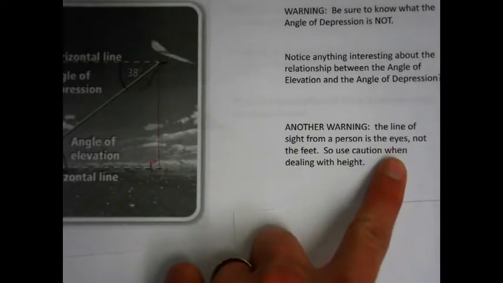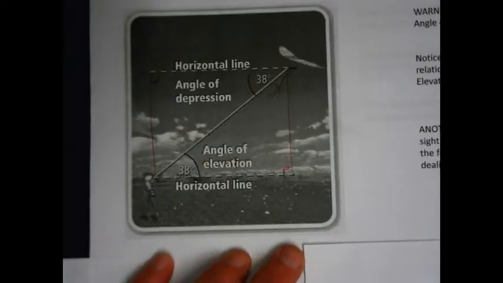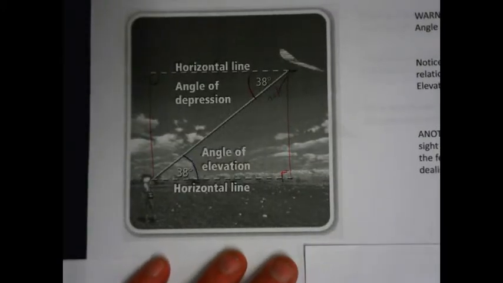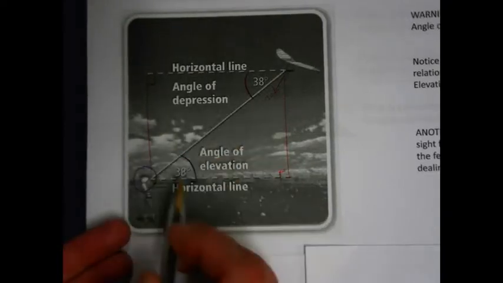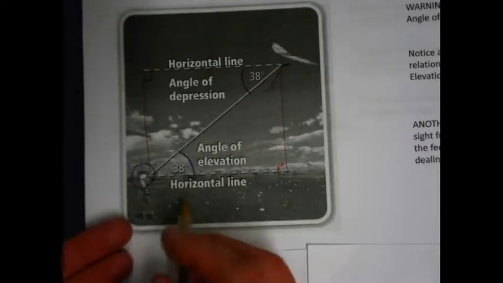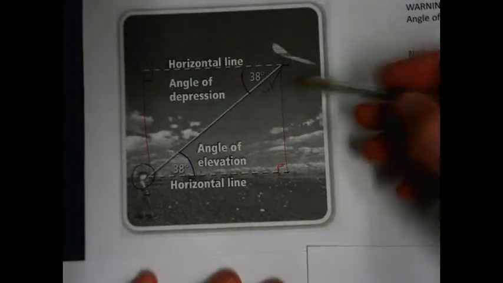Finally, another word of caution, another warning. The line of sight from a person is the eyes, not the feet. And of course, you would read that and say, well, duh, Mr. Katz. Yes, duh indeed. Because take a look at this diagram. We have some person looking up at an object. How high is the object from the ground?